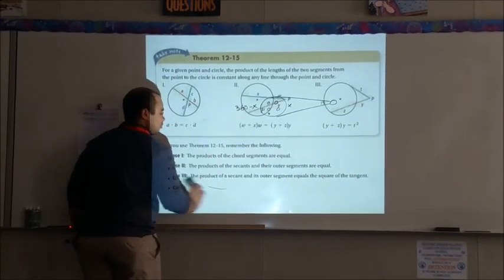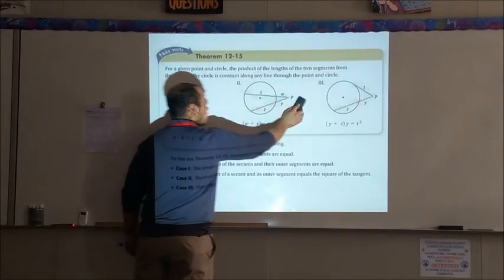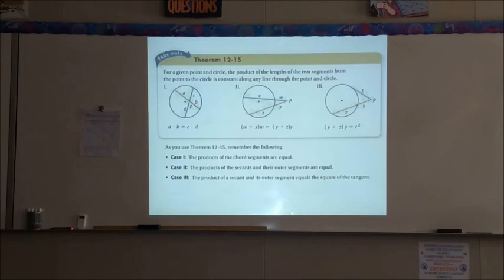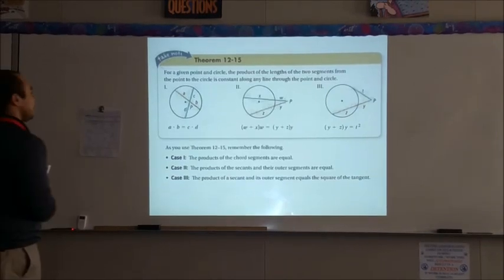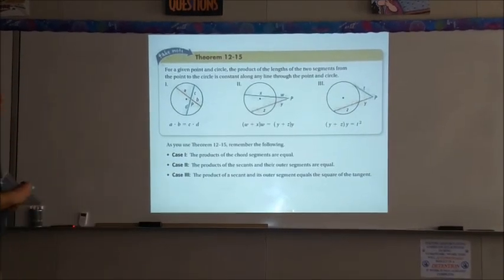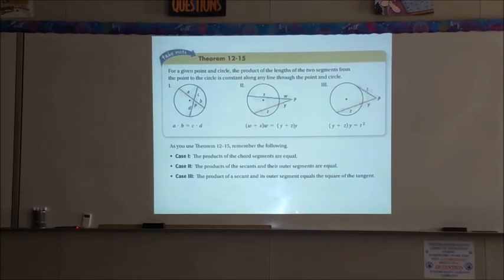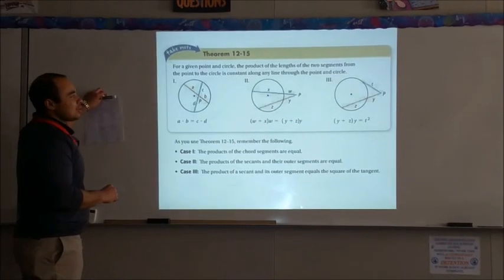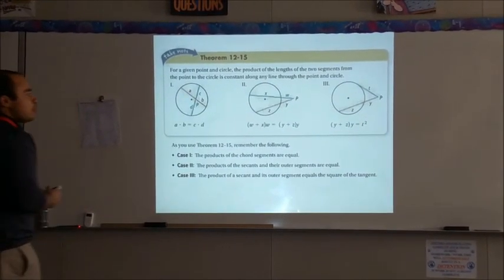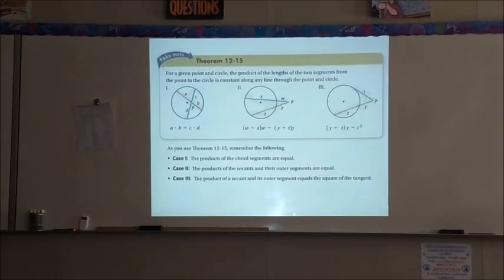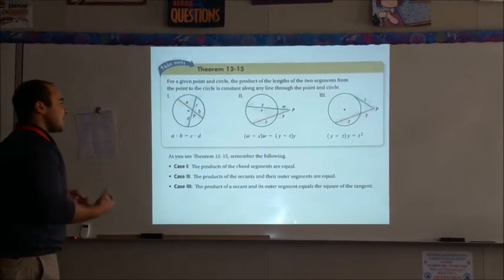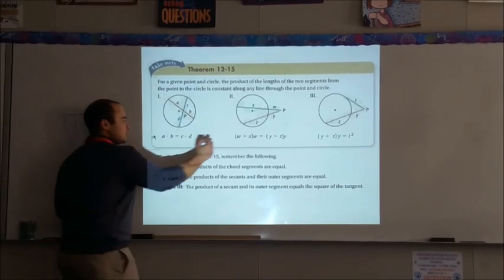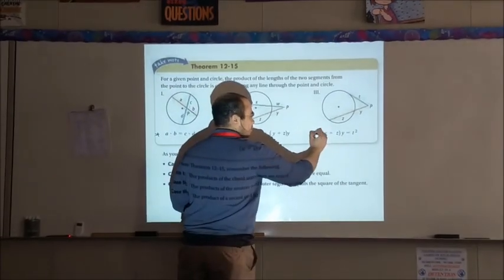All right, so moving along. And remember, at any point, you can pause this video if you need to copy something down or rewatch it. All right, so next theorem, Theorem 12.15. For a given point and a circle, the product of the lengths of two segments from the point to the circle is constant along any line through the point in the circle. A lot of words. All they're getting at is to find lengths within the circle, there are one of three various formulas you could use, depending on the circumstance.